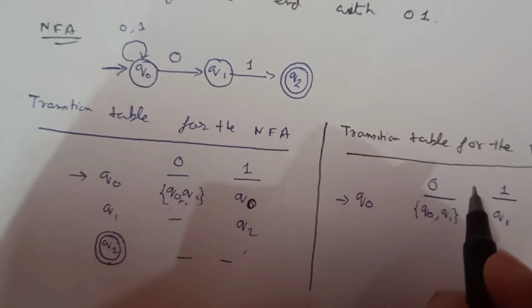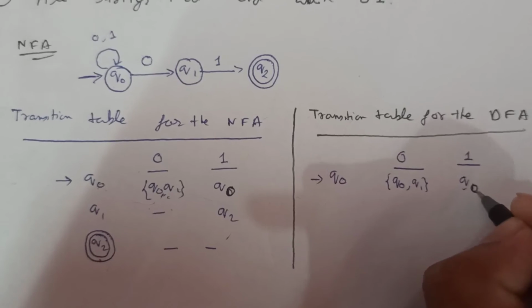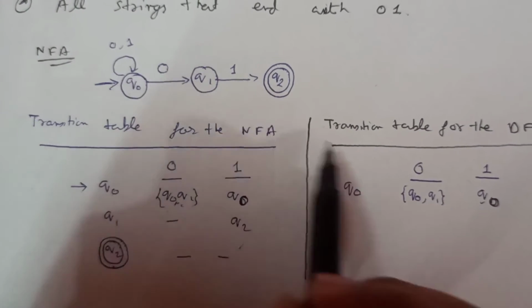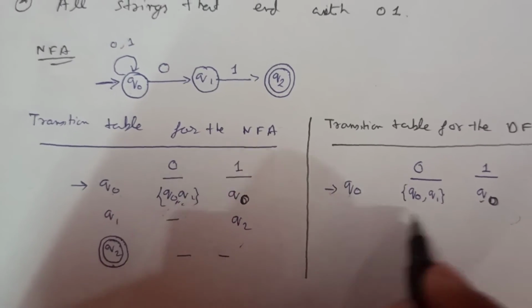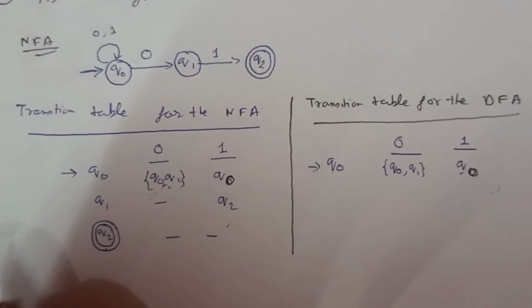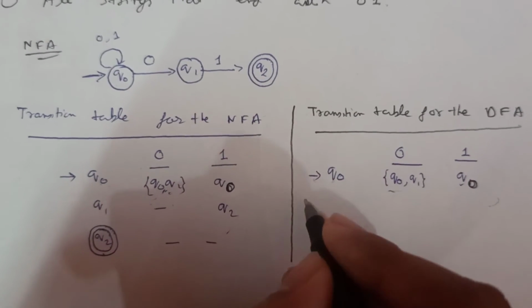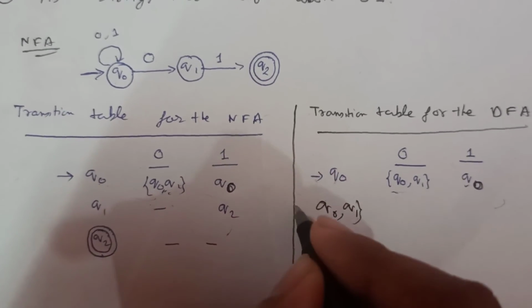So I will convert this to the DFA. So I will make it Q0, because for input 1 it remains in Q0. So here is the newly formed row. I have just copied it from the NFA. So the transition table for the DFA will look like this, here is the new state Q0 Q1. So let's make it like that.